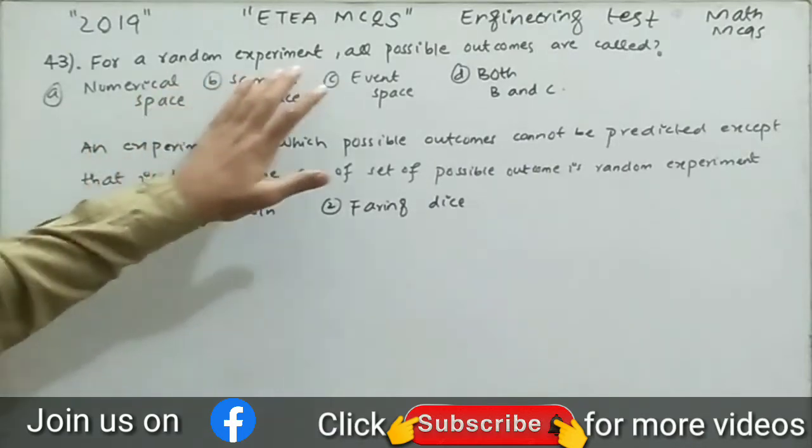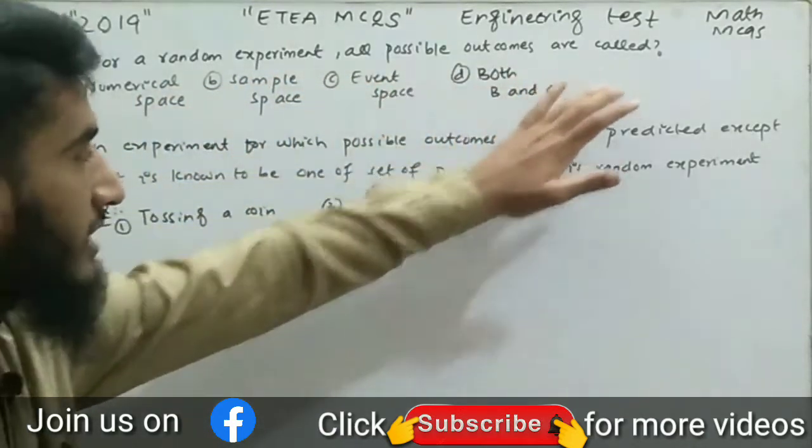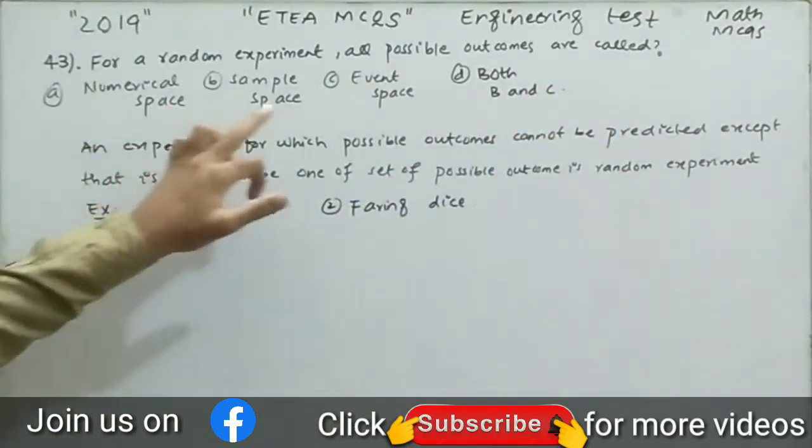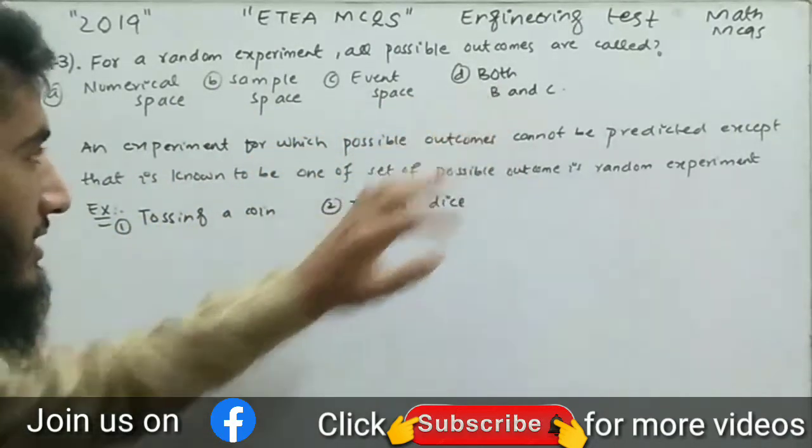It tells that for a random experiment, all the possible outcomes are called. 4 options are given: numerical space, sample space, event space, both B and C.